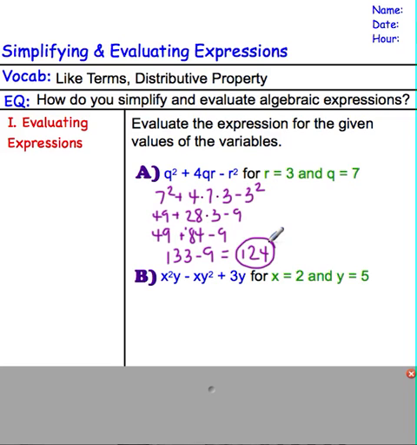Looking at my next example here, I have x squared y minus xy squared plus 3y for x equals 2 and y equals 5. So x squared y would be 2 squared times 5 minus xy squared, which is 2 times 5 squared, plus 3y, which is 3 times 5. 2 squared is 4, 4 times 5 is 20, minus 5 squared is 25, times 2 is 50, plus 3 times 5, which is 15. 20 minus 50 is negative 30. Negative 30 plus 15 is negative 15.